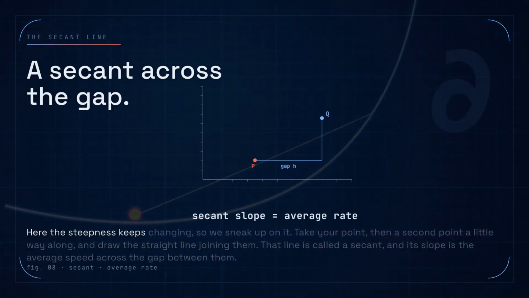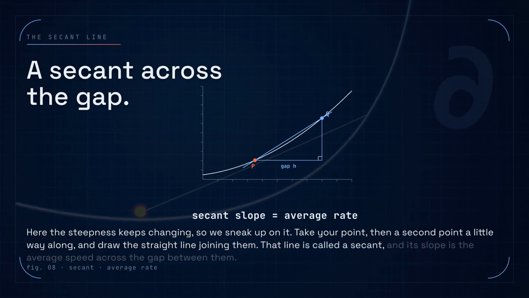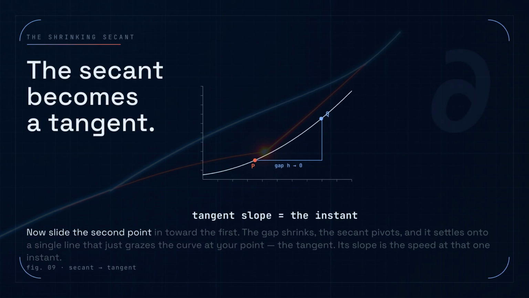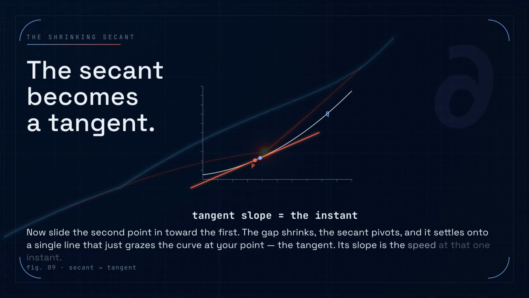Here, the steepness keeps changing, so we sneak up on it. Take your point, then a second point a little way along, and draw the straight line joining them. That line is called a secant, and its slope is the average speed across the gap between them. Now slide the second point in toward the first. The gap shrinks, the secant pivots, and it settles onto a single line that just grazes the curve at your point, the tangent. Its slope is the speed at that one instant.